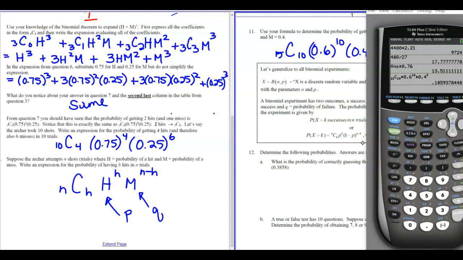It doesn't say what to round to. Let's go to 2 decimal places. 0.186.